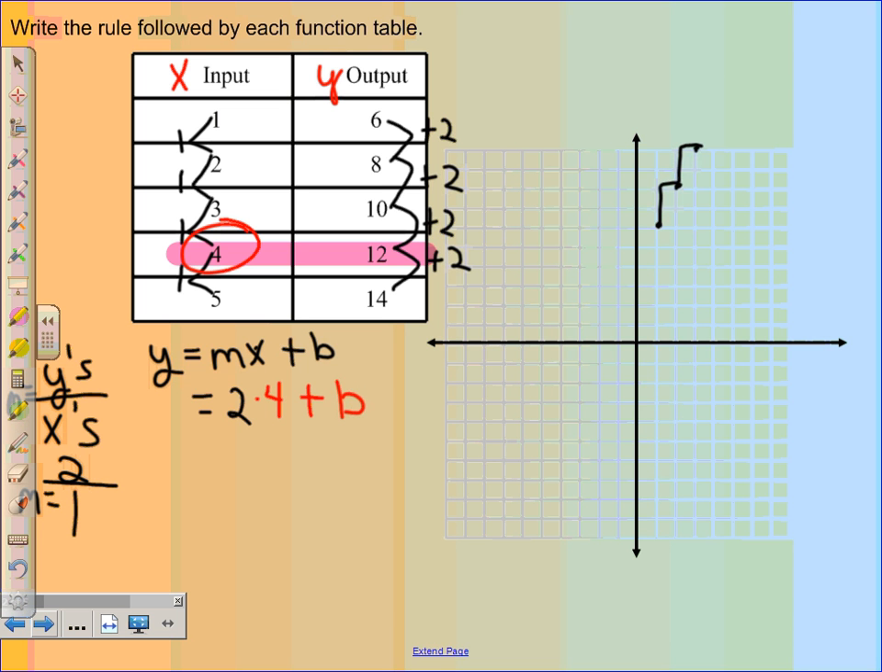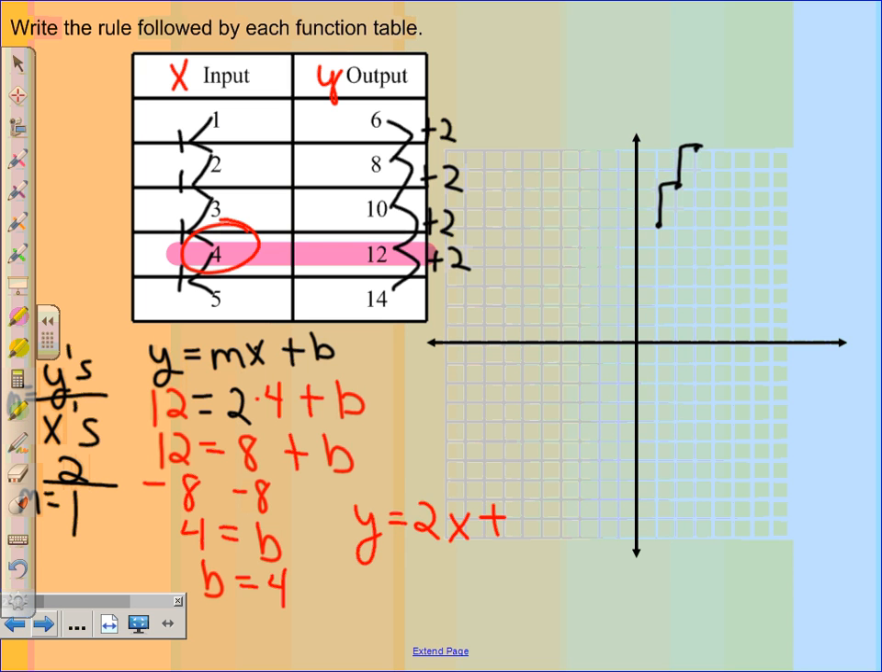That's why we're doing this. And then I'm going to substitute in 12 for y. So we end up with 12 equals 8 plus b. When I subtract 8 from both sides, I end up with b equal to 4. Once I know my b, I can go back and substitute it into the equation. So my final equation is y equals 2x plus 4.